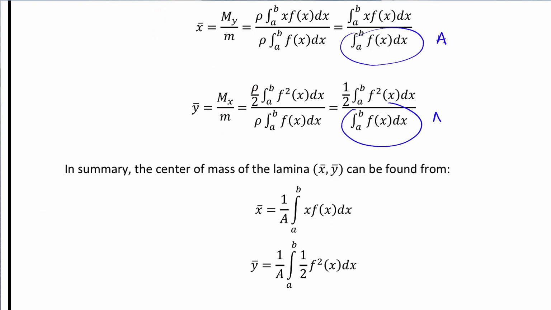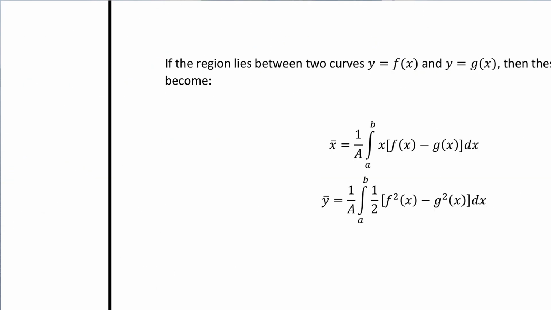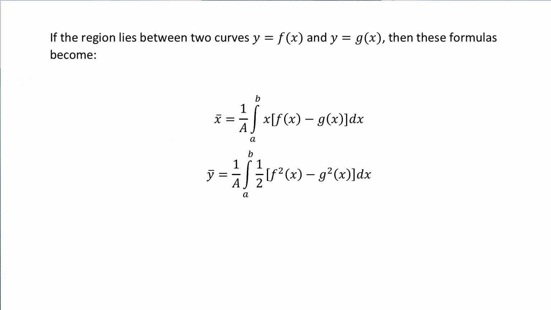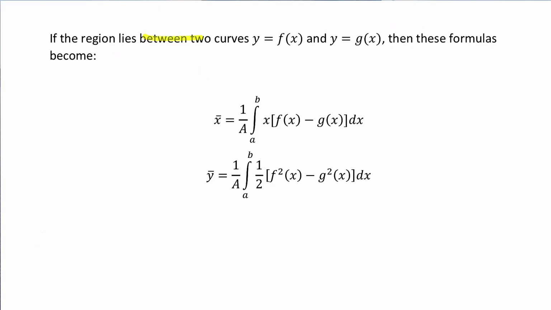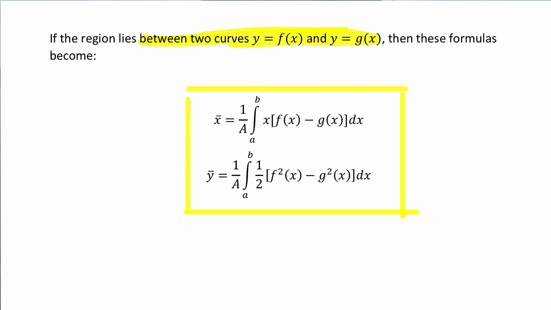Now, this is what we had if we assume that we didn't have the bottom part of the region, but if we do have the bottom part of the region, then just subtract it. So then if the region is in between two curves, f of x and g of x, now these are my formulas, okay? Then instead of just f of x dx, we have f of x minus g of x. And instead of having just f of x squared, we have f squared minus g squared, okay?